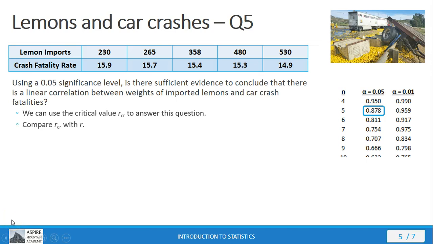So we compare this with the r value we get from our data. The r value we get from our data is 0.959. So yes, we do clear the bar. We have linear correlation.